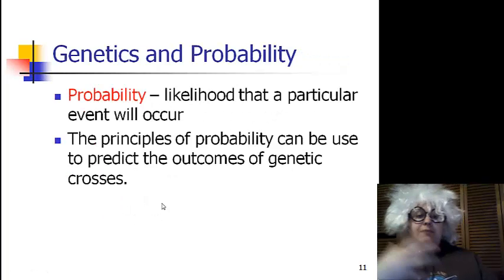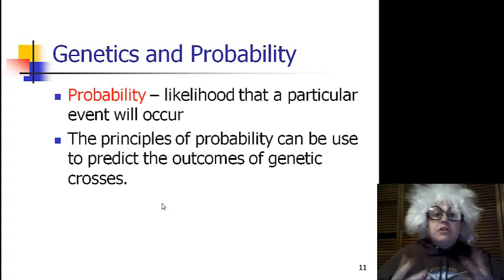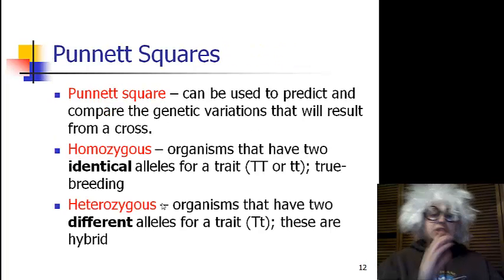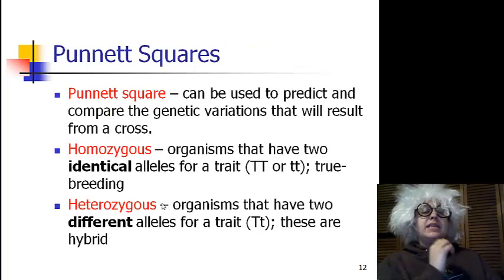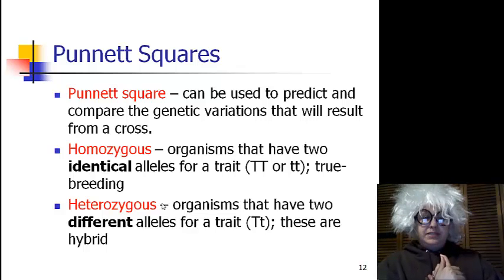Now talking about probabilities. Probability is the likelihood that an event will occur. That's what we're going to talk about when we talk about crosses. The principles of probability can actually be used to determine genetics and inheritance. Punnett squares can be used to predict and compare genetic variations that will result from a cross.